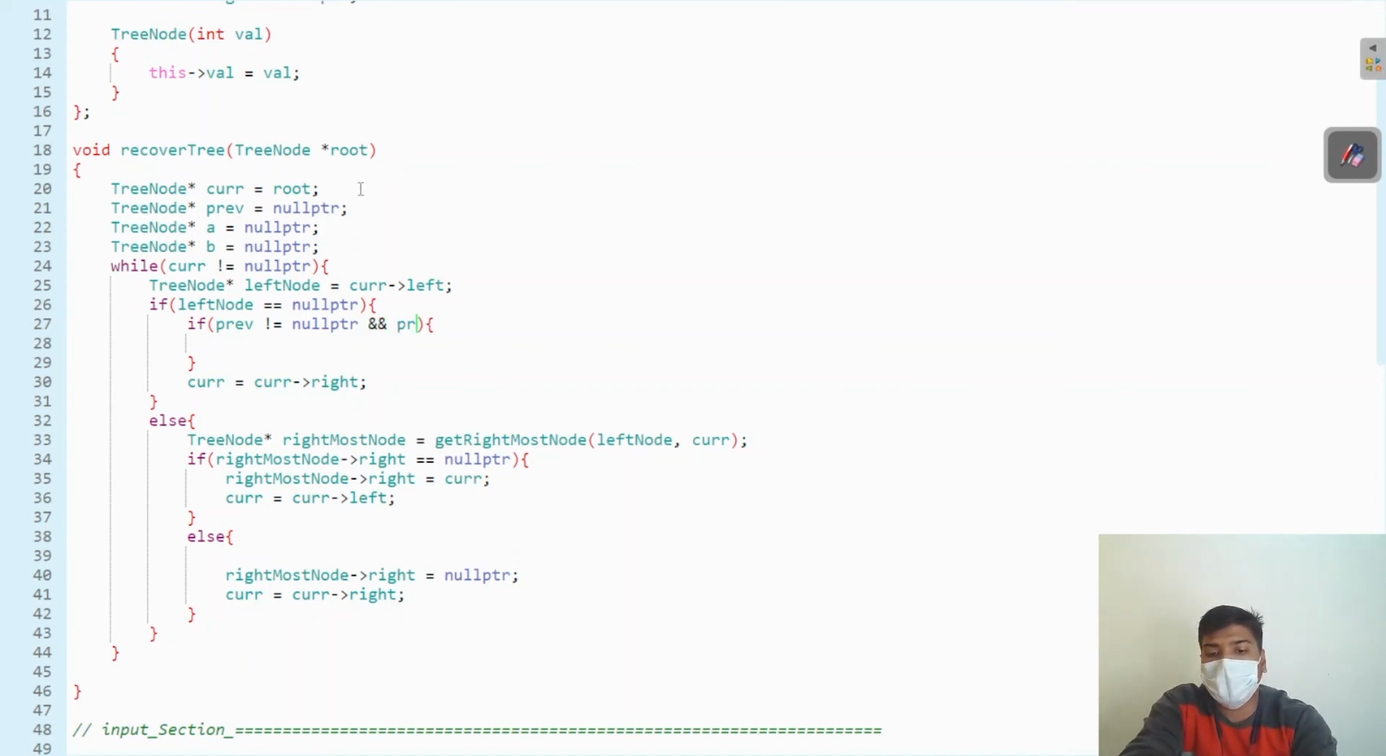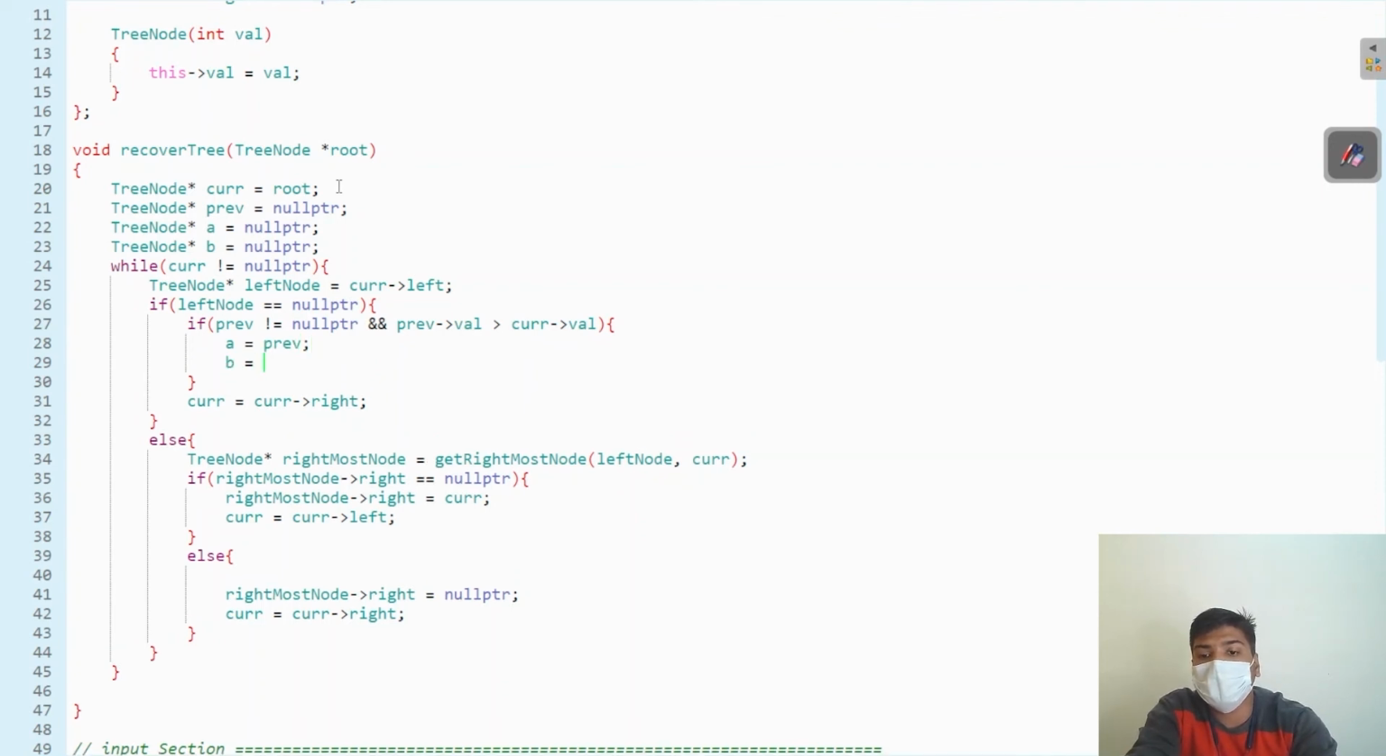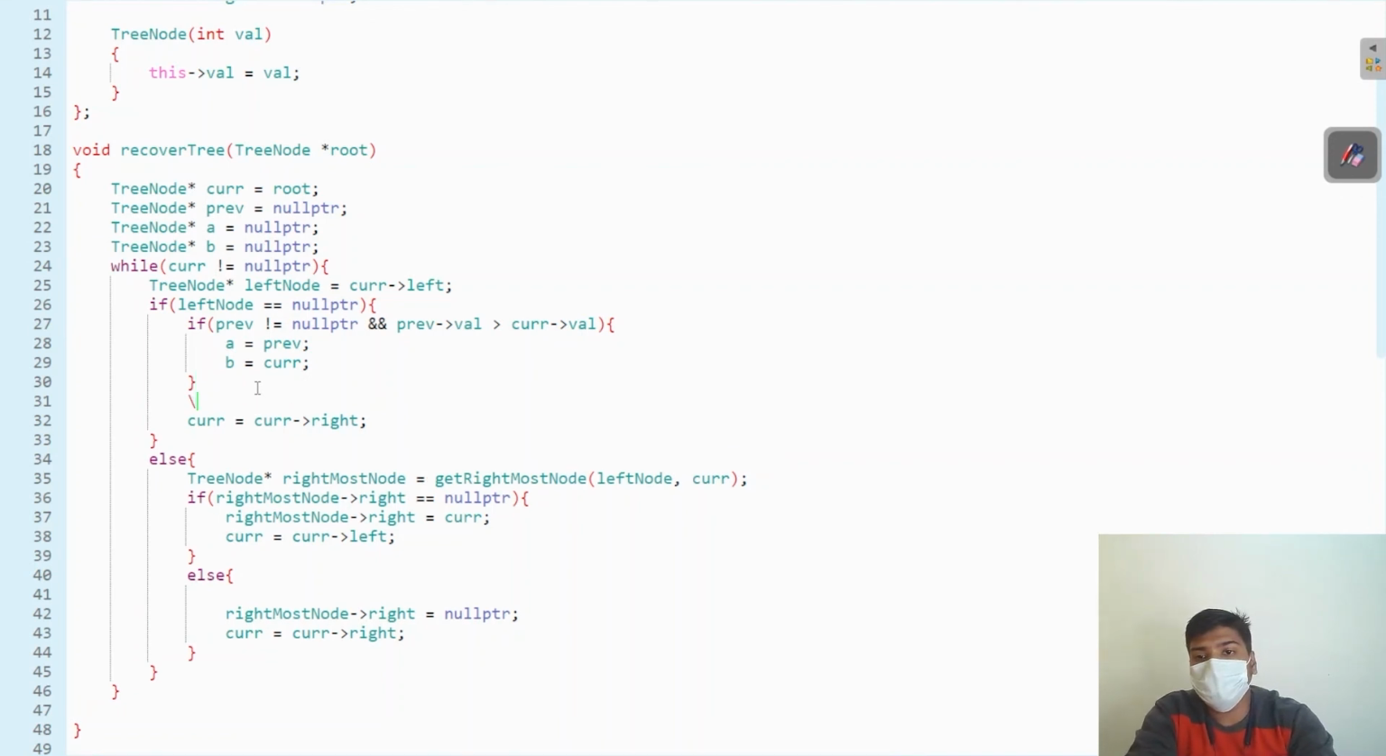and my previous val, if it is greater than my current val, right? If it is greater, then at that point we will simply say a equals previous and b equals current. This is what I have told you. And also we need to shift this: our previous will be equal to our current, and current will move to its right.